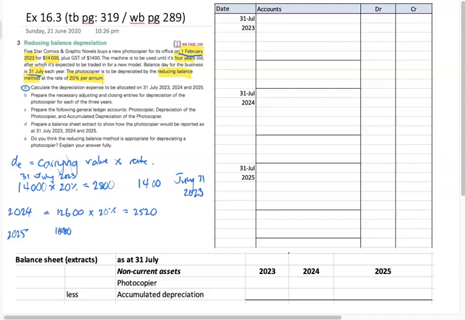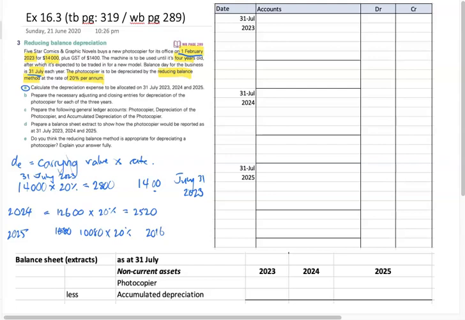And I've made a bit of a mistake there. 10,080 times 20%, and that is going to be $2,016. So this is where we're starting to see our reducing balance. So we have 3 depreciation expenses that we've calculated. So let's highlight them so it's really clear.